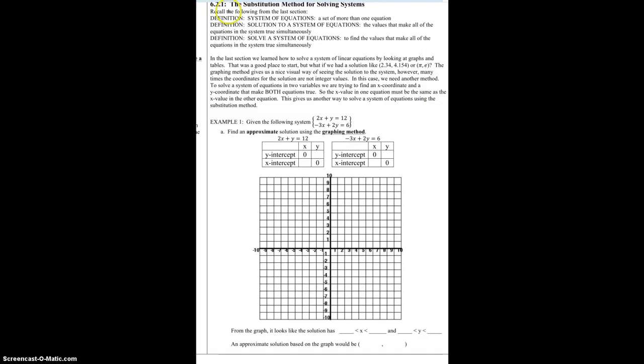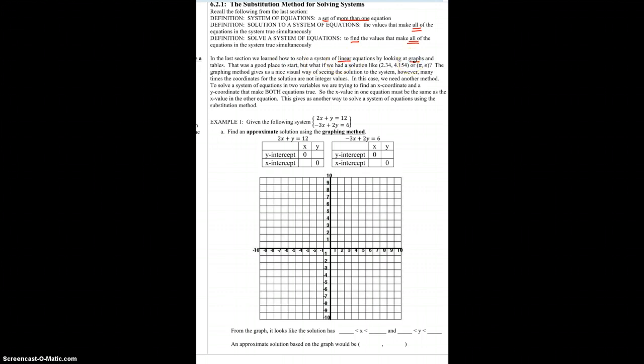So in section 6.2, we're going to learn how to use the substitution method to solve a system of linear equations. So if we recall the following from the last section. A system of equations is just a set of more than one equation. And a solution to that system will be the values of the variables that make all of the equations in the system true. And to solve such a system involves finding the values that make all of the equations in the system true simultaneously.